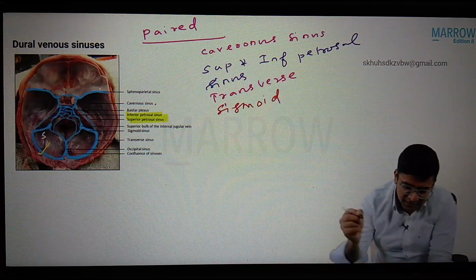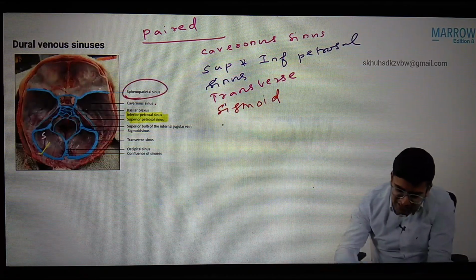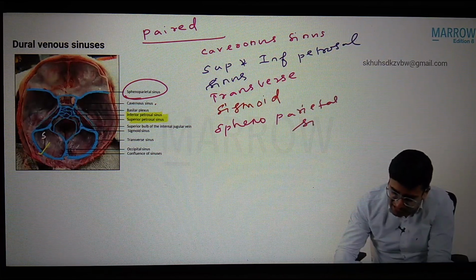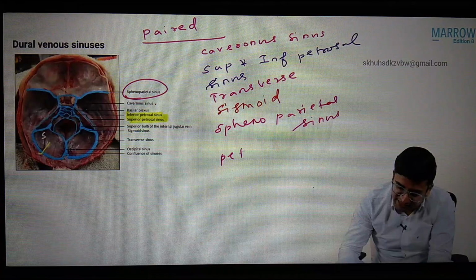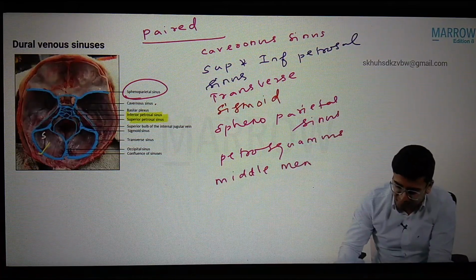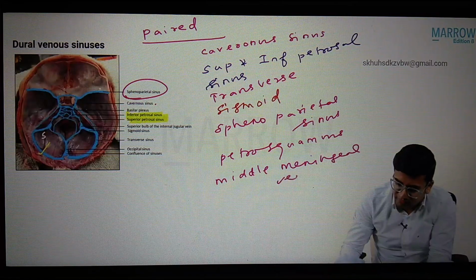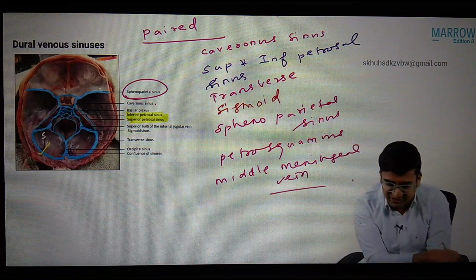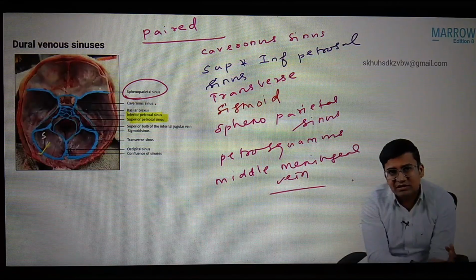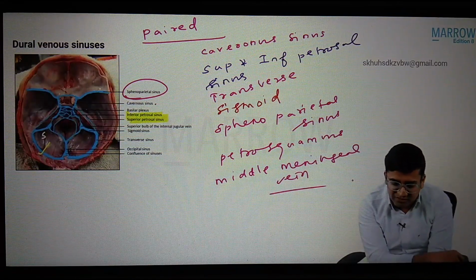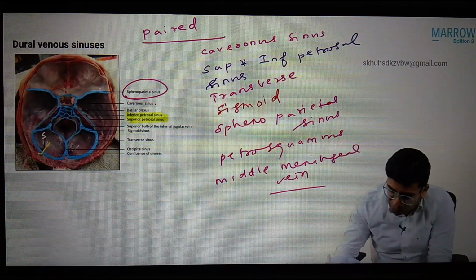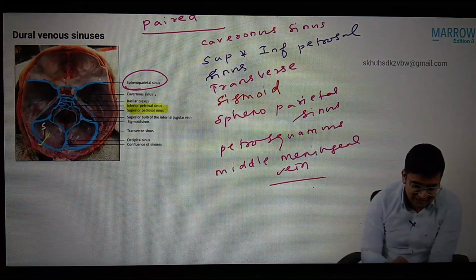And then your sphenoparietal sinus, petrosquamous sinus, and middle meningeal vein. So these are the paired venous sinus. Okay. So in the exams, they may ask you all the following are the paired venous sinus except which, or which of the following is not an unpaired venous sinus. Likewise, they may ask you. Okay. Right. Now we're going to see the fate of these sinuses.